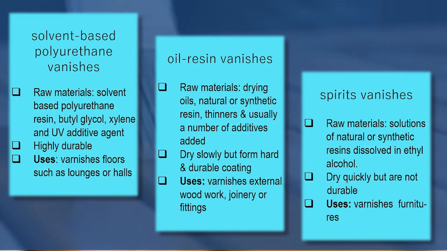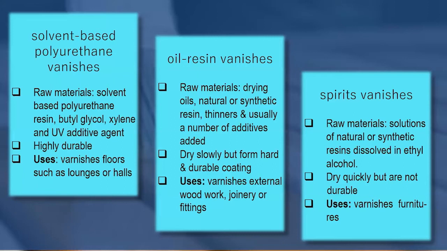So then we will move to oil-based varnish. The raw materials used are drying oils, natural or synthetic resins, thinner, and usually a number of additives added, modifying their appearance or properties. The varnish dries slowly but forms a hard and durable coating. It is used to varnish external woodwork, joinery, or fittings. Then the spirit varnish. The raw material used is solutions of natural or synthetic resins dissolved in ethyl alcohol. The spirit varnish dries quickly but is not durable and is used to varnish furniture.